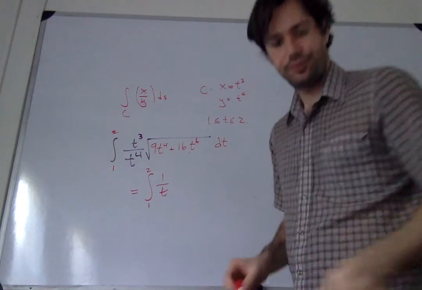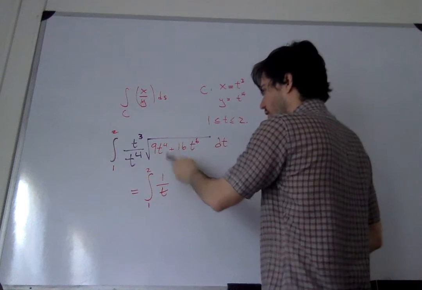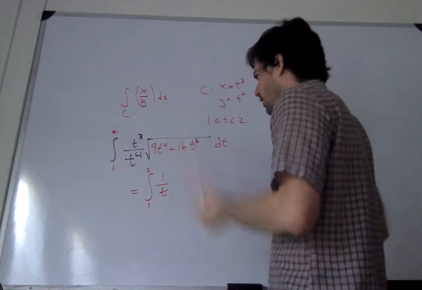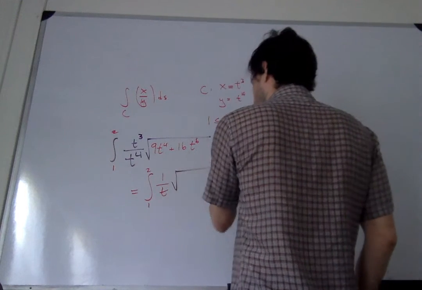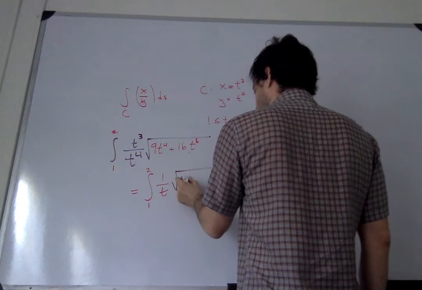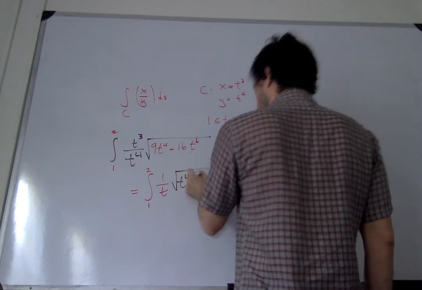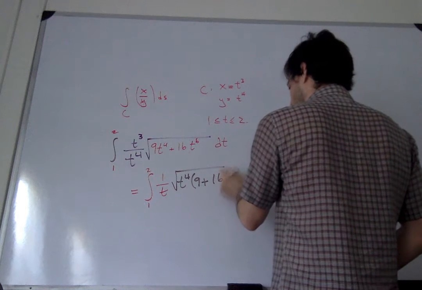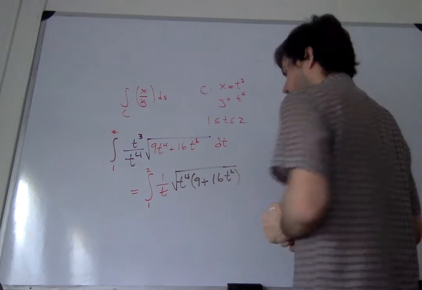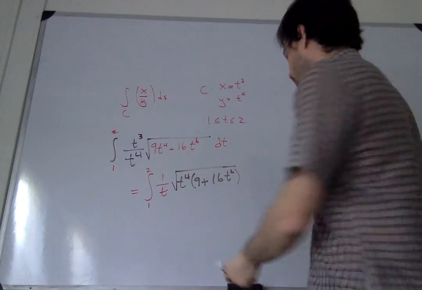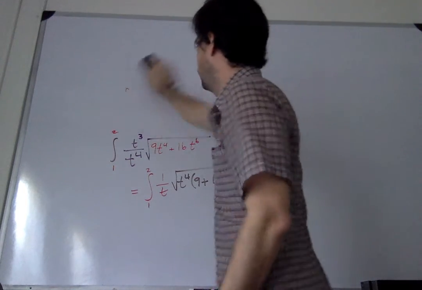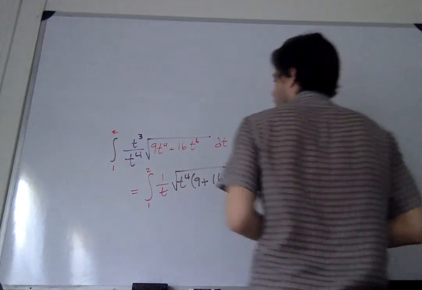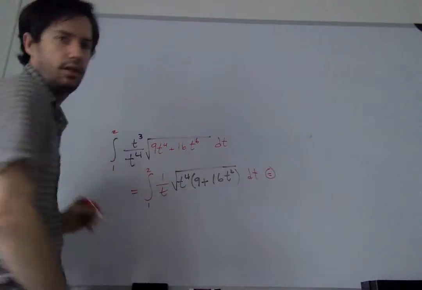Okay, now let's look at this. What can I factor out? Well, it seems I can factor out t to the fourth power, and then I have 9 plus 16t squared, dt. Okay, good.